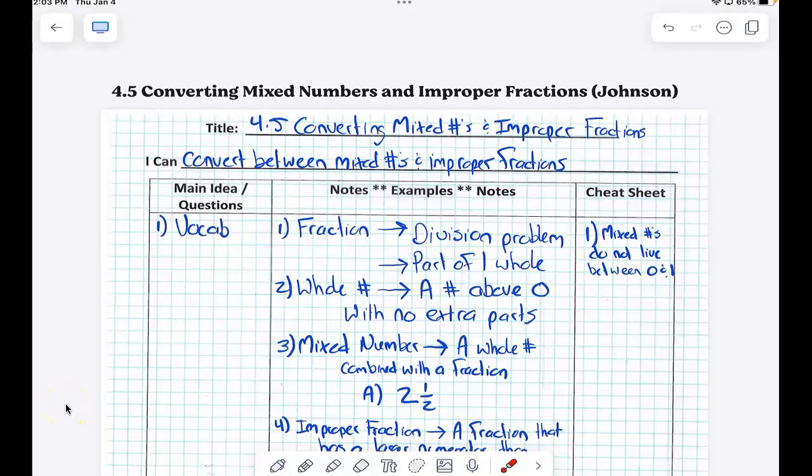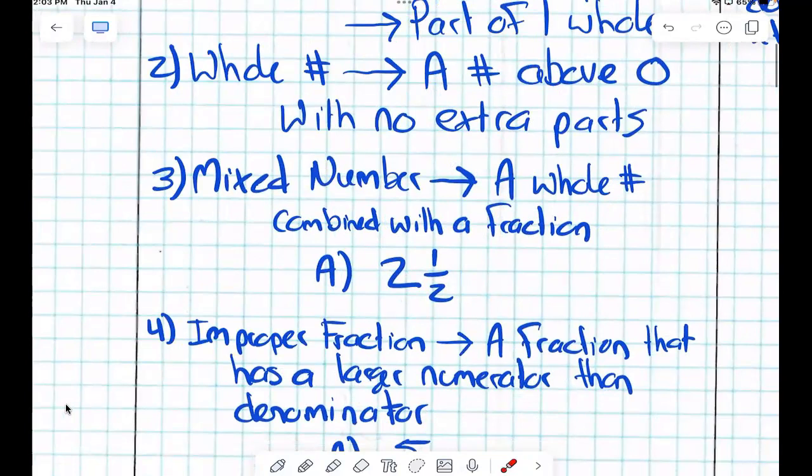Converting mixed numbers and improper fractions. Are you guys able to convert between mixed numbers and improper fractions? Yes. Sweet. Fraction is what kind of problem? A whole number is above the number what? 0. And it does not have any extra parts. A mixed number is a combination of what and what? So here's my whole number, yeah? And here's my fraction, yeah?